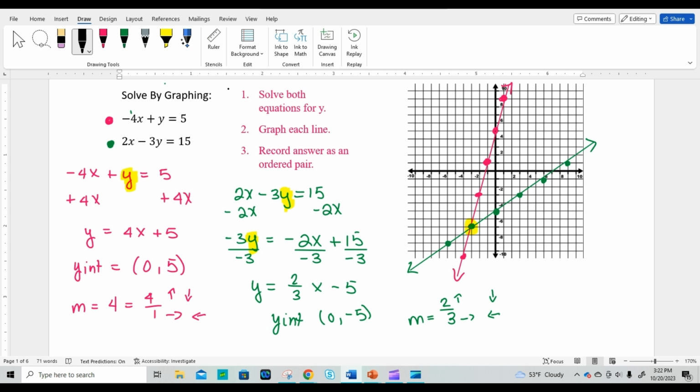So we've done solving both equations for y. We've graphed each line, and now we're going to record our answer as an ordered pair. So if I name that, that's -3 and -7.